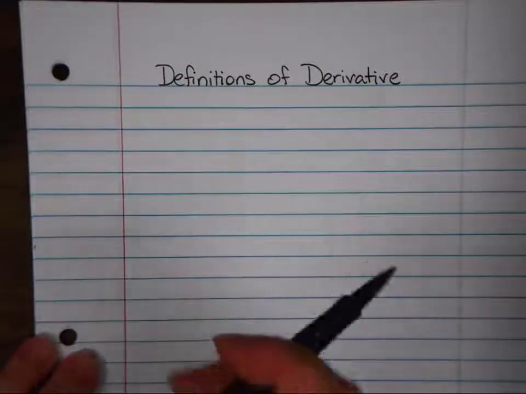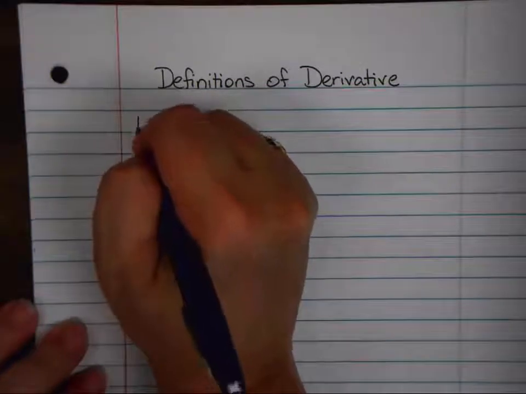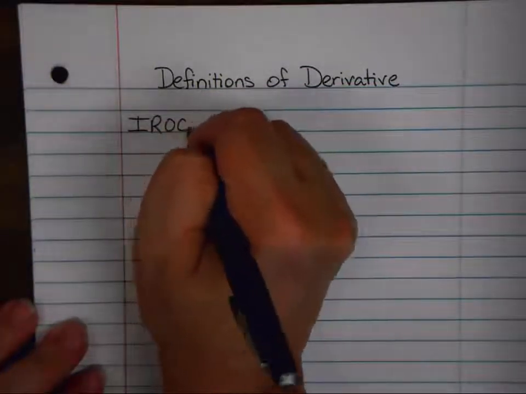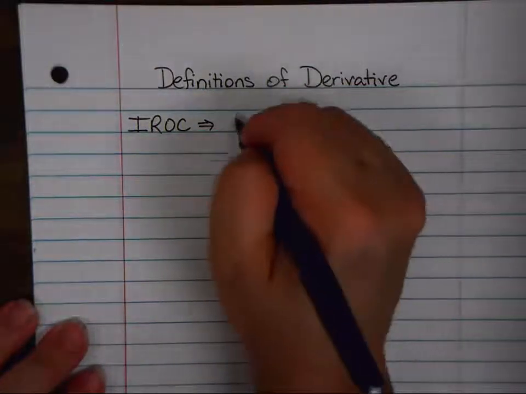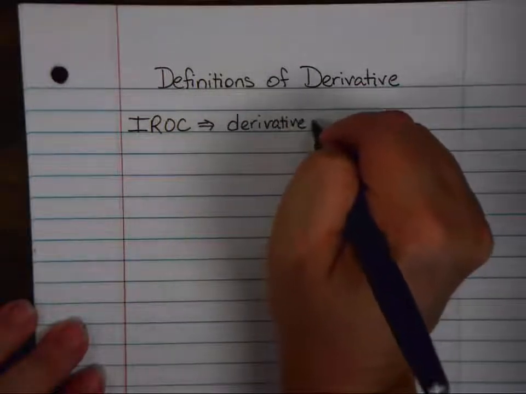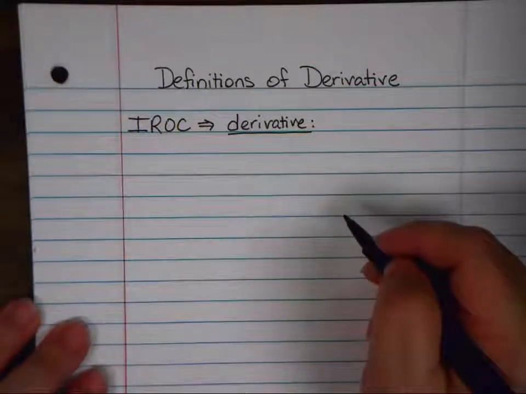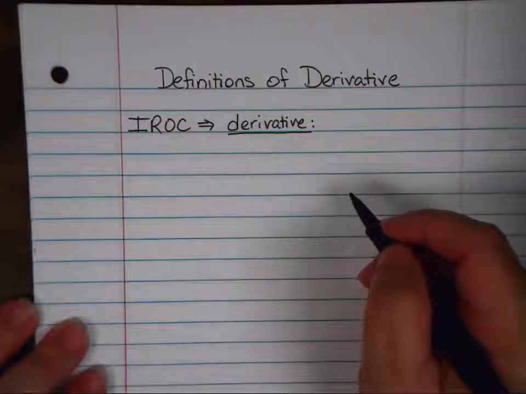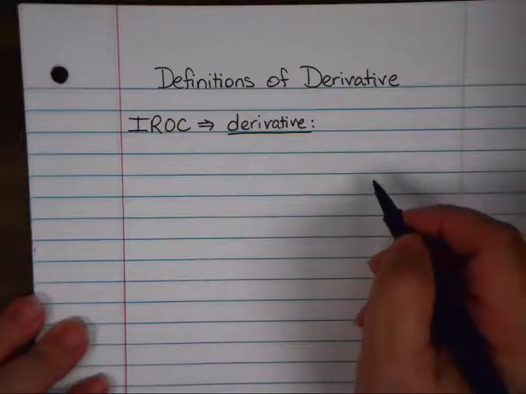So the first thing we're going to talk about is what a derivative actually is. The connection to prior knowledge is IROC. IROC stands for instantaneous rate of change. And IROC and derivative are synonymous. They mean the same thing. We use the word derivative more often because it's a lot shorter to say than instantaneous rate of change. But derivative is basically what it's called.